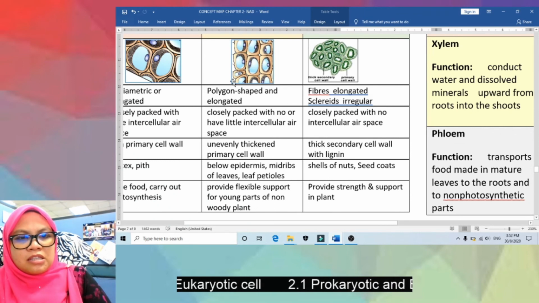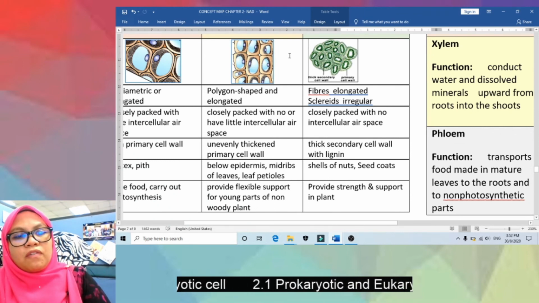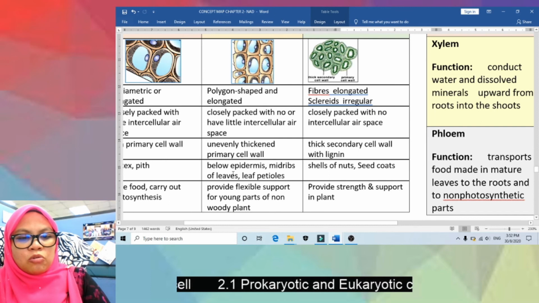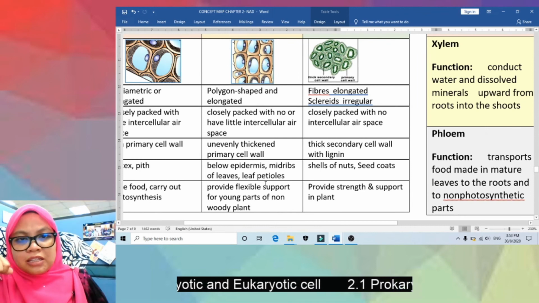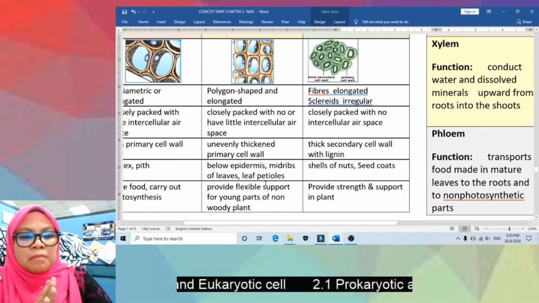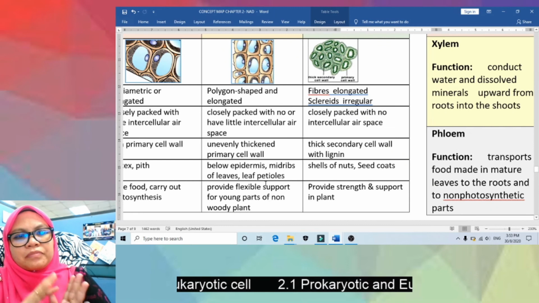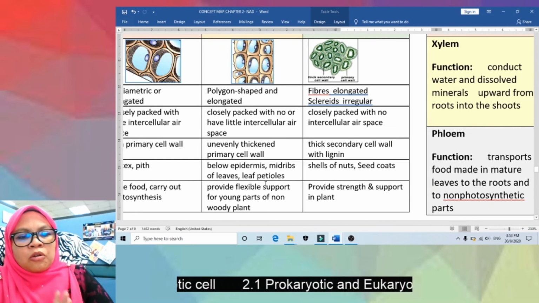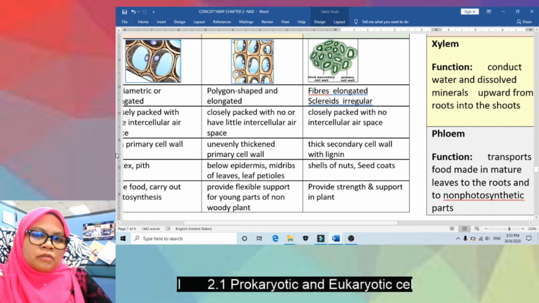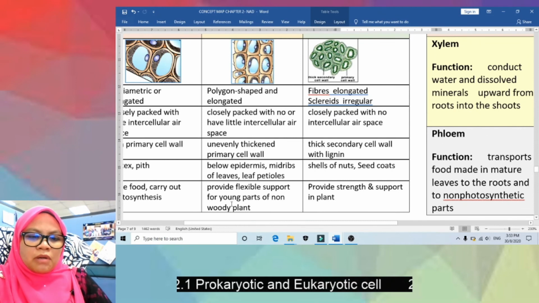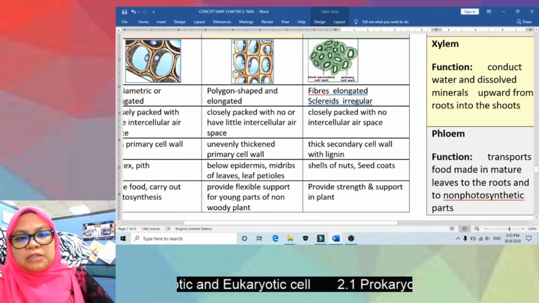And the distribution of collenchyma is below the epidermis, at the midribs of leaf and leaf petioles. So contohnya macam tangkai bunga raya yang warna hijau tu, itu kita panggil petioles, banyaklah disupport oleh collenchyma. So the specific function for collenchyma is to provide flexible support for young parts of non-woody plant.